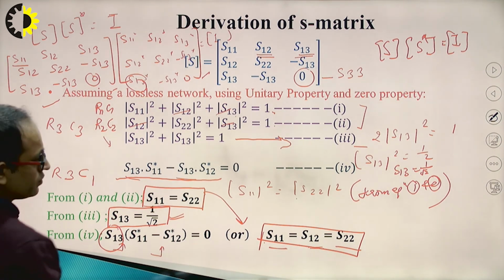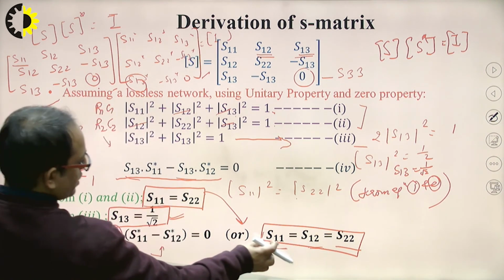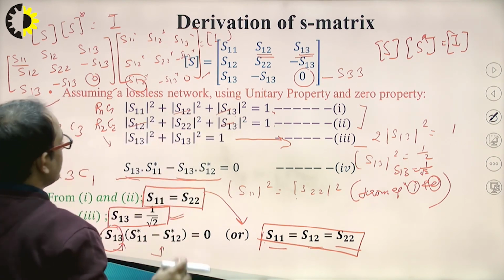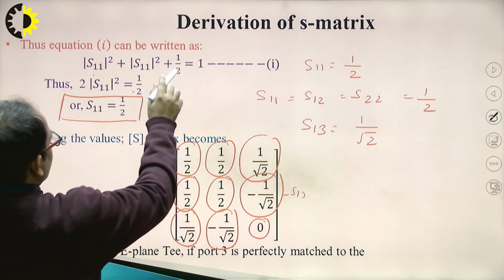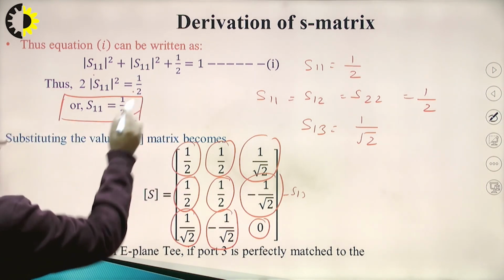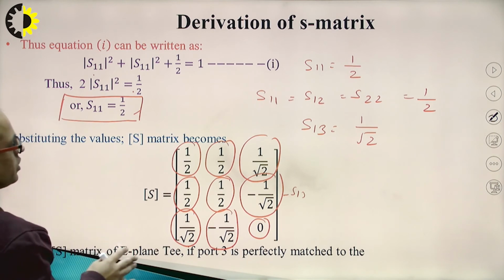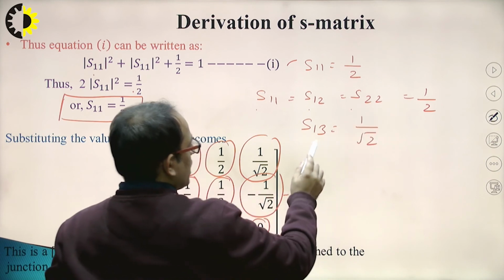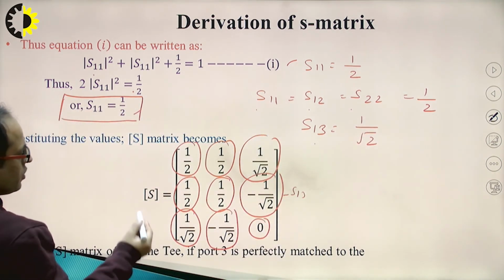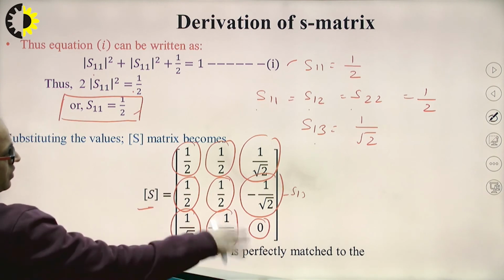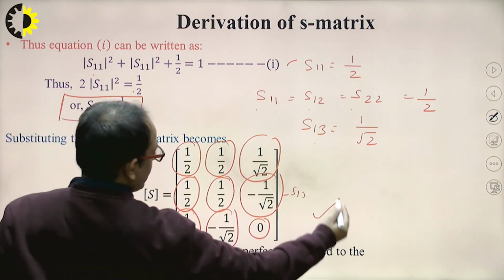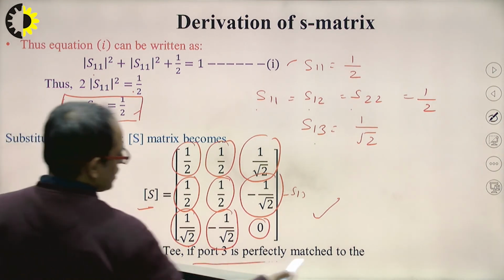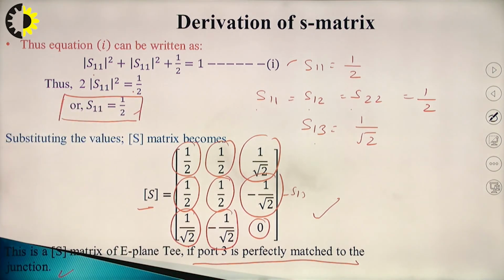Clear? Now see this one, S11 is equal to S12, they both are equal, S13 is equal to 1 by root 2. It means that S11 plus S12 plus 1 by 2 equal to 1. Put this S11 equal to, you will get 1 by 2. On putting this value, you will get S11 equal to 1 by 2, S12, S22 equal to 1 by 2, S13 equal to 1 by root 2. You will get this S matrix for the E plane T, on assuming that port 3 is perfectly matched to the junction. Clear?